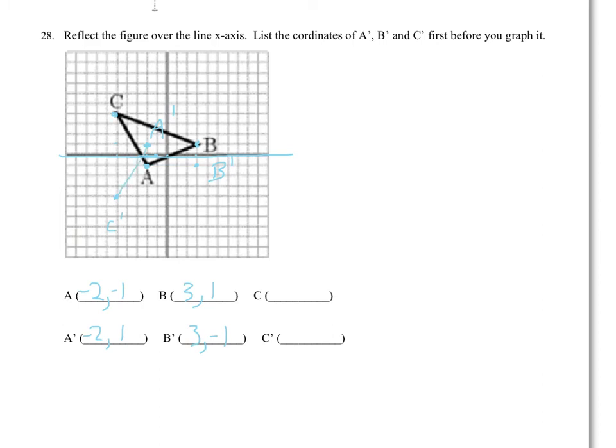Connect these dots, and we're going to have our transformed figure reflected over the x-axis. Now C, its original point was 5 over, 4 up. So now we could have probably plotted that point, because we would see that what we're doing is we're taking x and y and we're keeping the x the same, but we're changing the sign of the y coordinate.